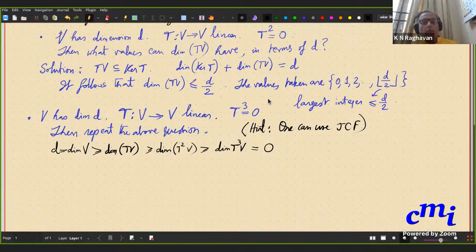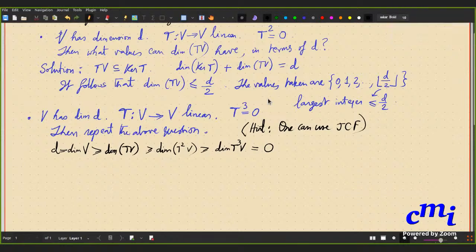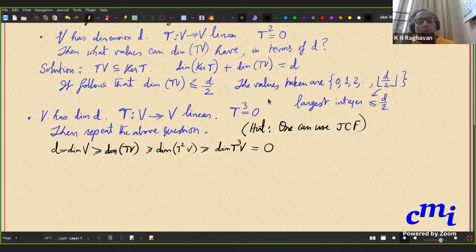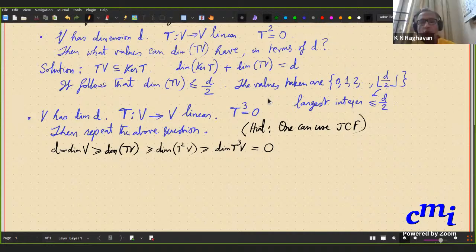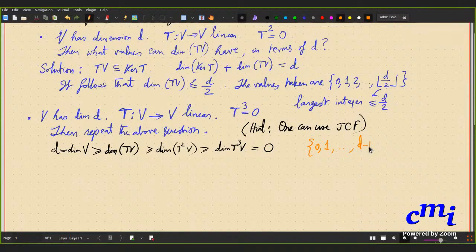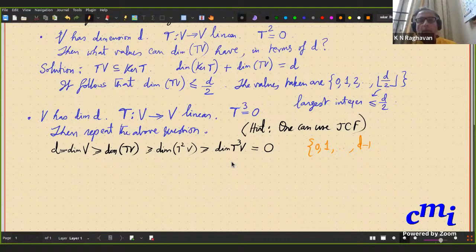So what are the possibilities? One up to D minus R, one up to D. I mean 0 should also be included, right? Are you saying this? Is that your answer? Except 0. Except 1, sorry.